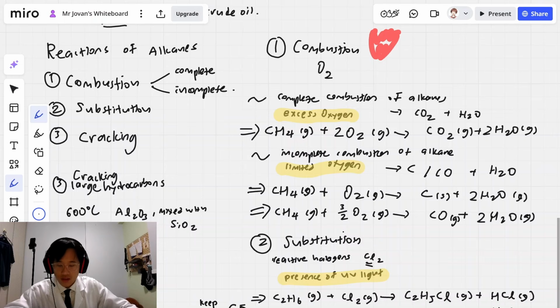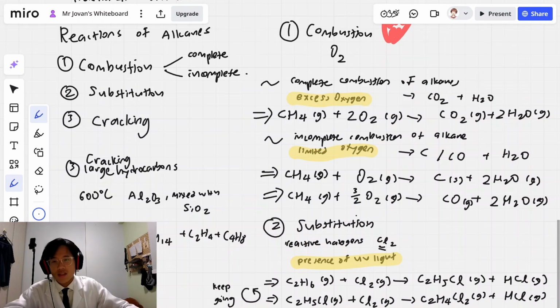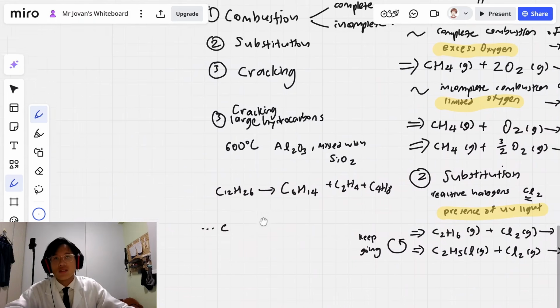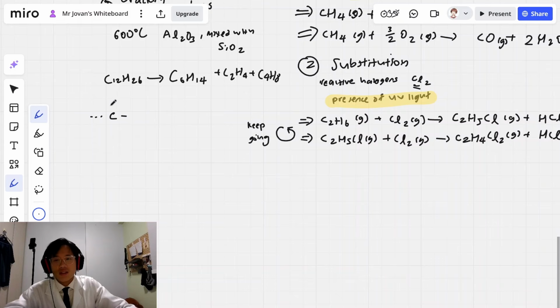For example, I'm going to have C12H26 as an example, very large. And what happens? We get C6H14 plus maybe a C2H4 plus C4H8. So what this does is, I'm going to pretend it's very big. Sorry, I just realized you cannot see. So imagine this goes far that way. Then there are many other carbon atoms there.